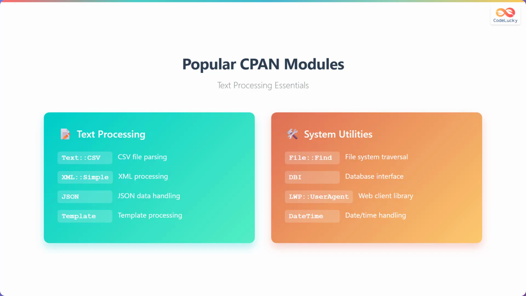System utility modules extend Perl's capabilities for automation tasks. File::Find enables efficient file system traversal and searching. DBI, the database interface module, provides standardized database connectivity across different database systems. LWP::UserAgent serves as a comprehensive web client library for HTTP operations. DateTime offers sophisticated date and time manipulation functions. These modules represent just a fraction of CPAN's offerings, but they form the foundation for most text processing and system administration tasks.